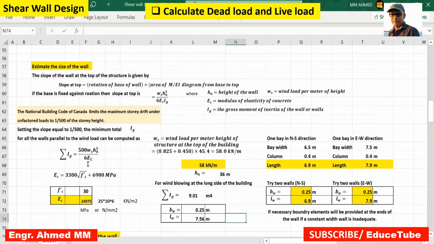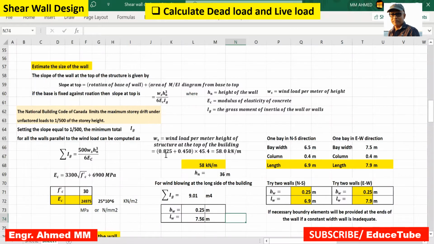So all these factors like Ws, Hn, Ec are here. This is the formula to calculate Ec. f'c is given, W is 58 kilonewton per meter. But one important thing I want to tell here: as I said, Ws is wind load per meter height of the structure at the top of the building.